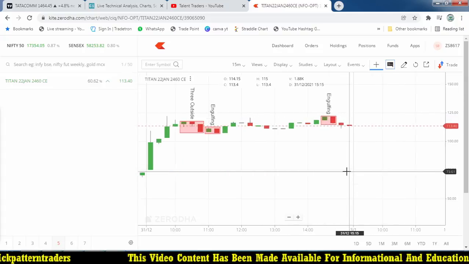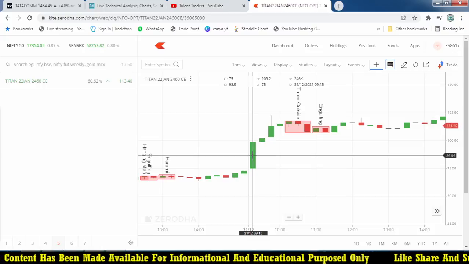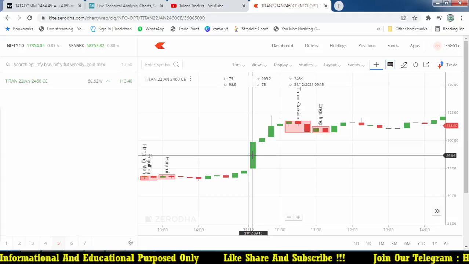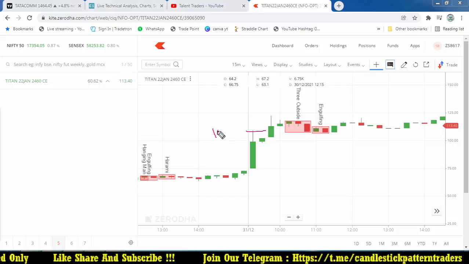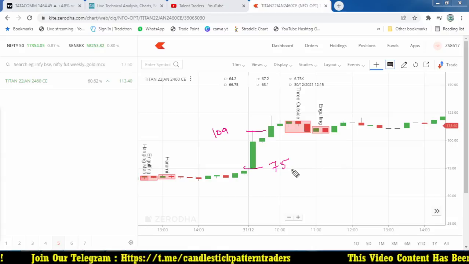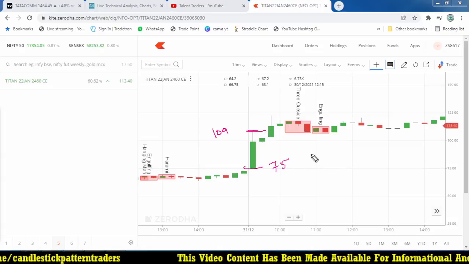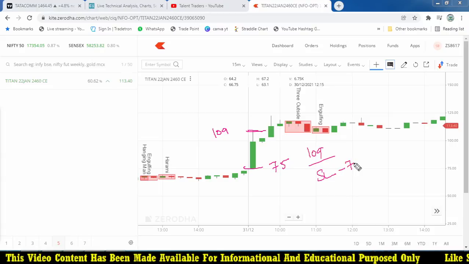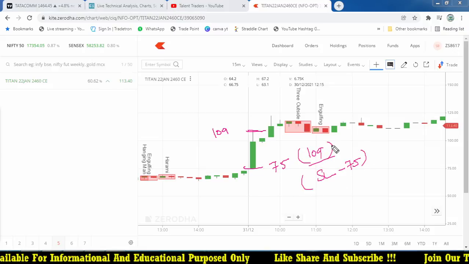Here you see the first 15 minutes candle, which started at 75 and whose high made 109. So 109 is the highest level and 75 is the lowest level. Whenever this high is broken, I'm going to take an entry at 109 with a stop loss of 75. I selected the stock based on the scanners and screeners.